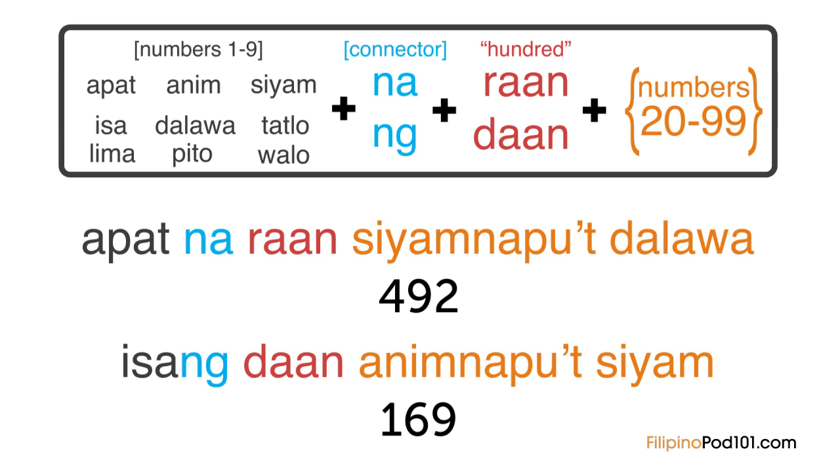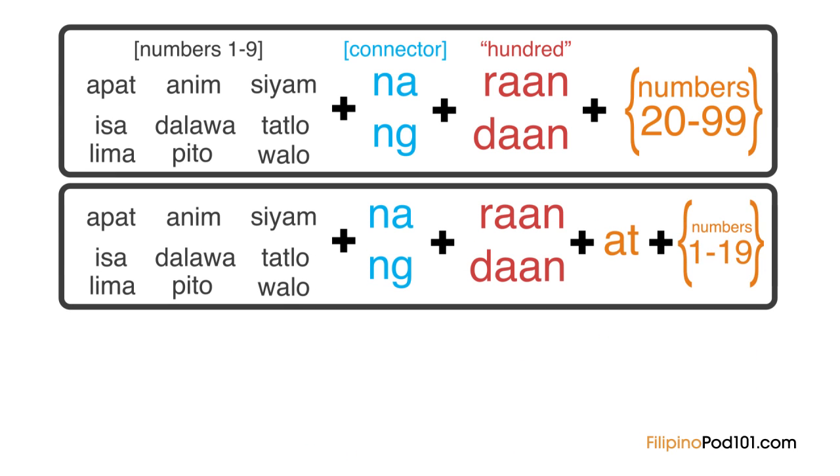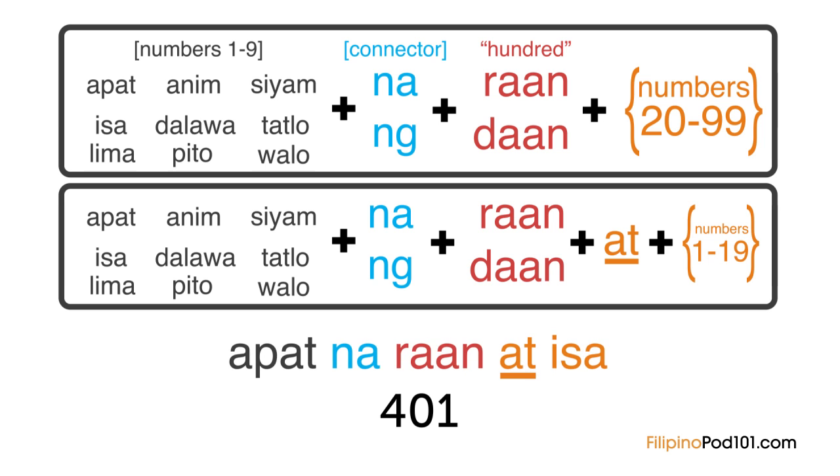492. For compound numbers with 1 to 19, you have to add an at after saying the 100. For example, 401 is 400 at isa.